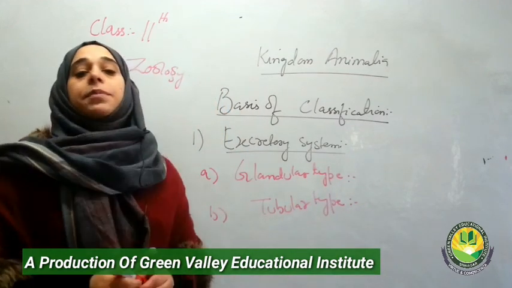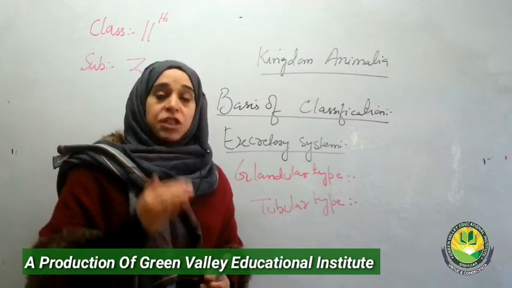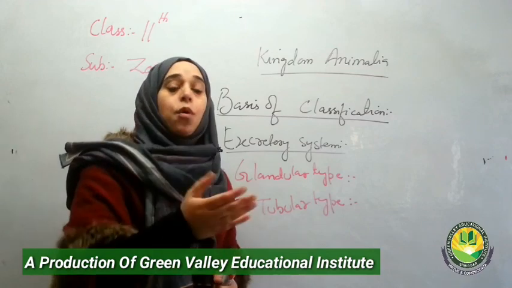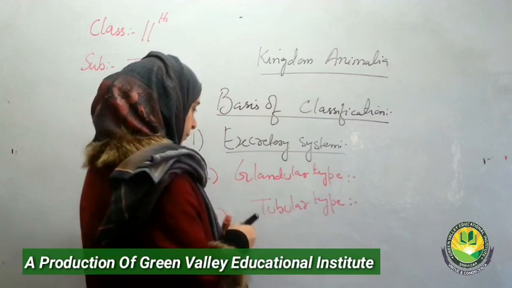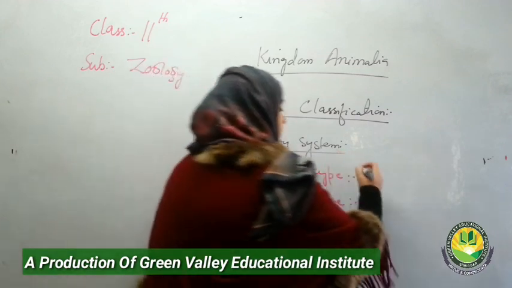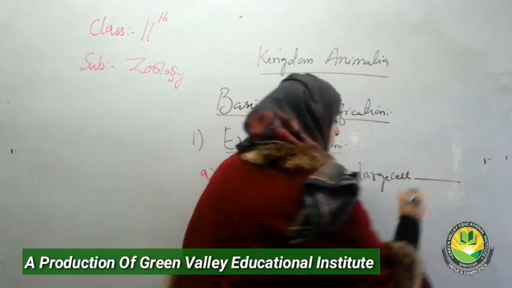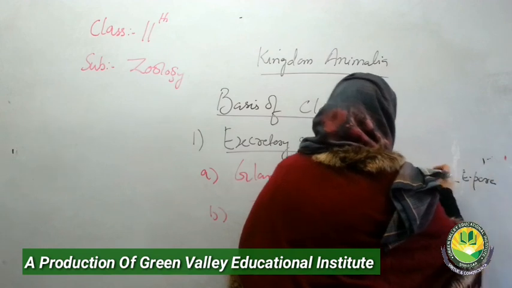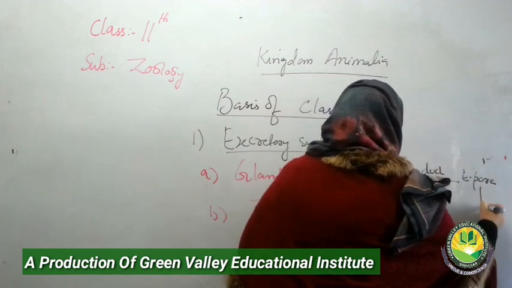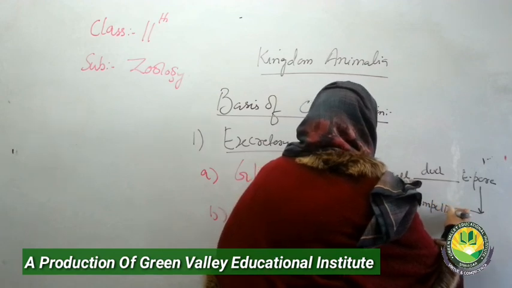When we talk about the glandular type, here there is the presence of a large cell which is connected to the excretory pore by a duct, and the duct opens into the ampulla. I am repeating it. Here there is the presence of a large cell which is connected to the excretory pore by the duct, and this excretory pore then opens into the ampulla.